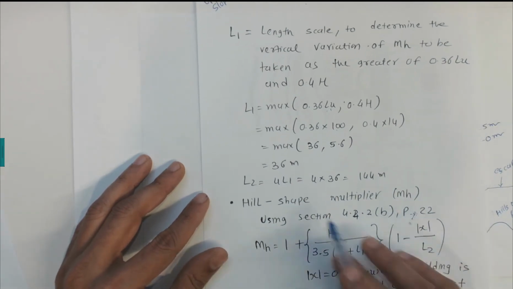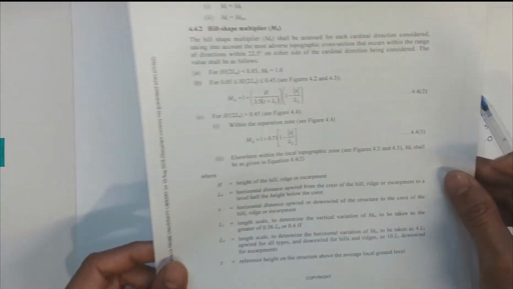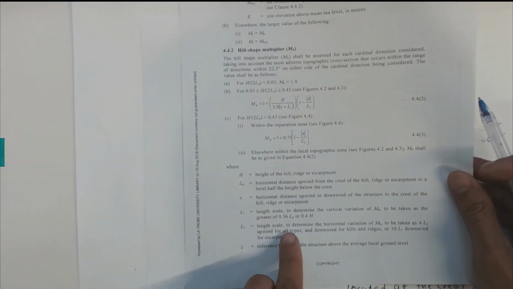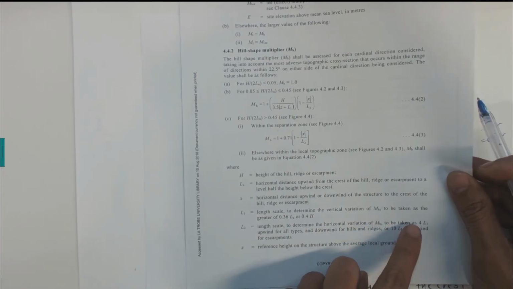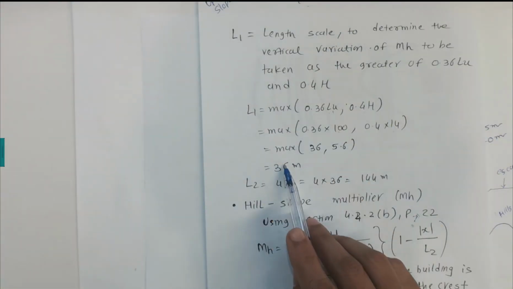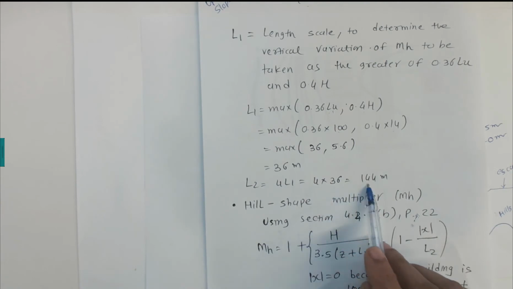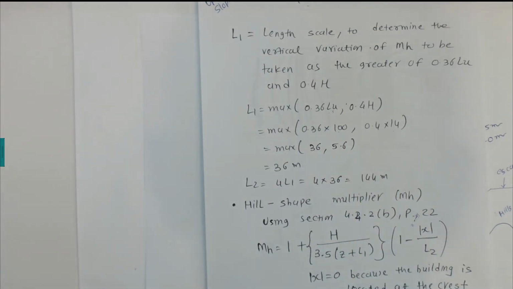L1. Now L2, just a few lines below, L2 is given as the length scale for determining the horizontal variation of MH, to be taken as 4 L1. So we just calculated L1 as 36, we substitute 4 times 36 is 144 meters.